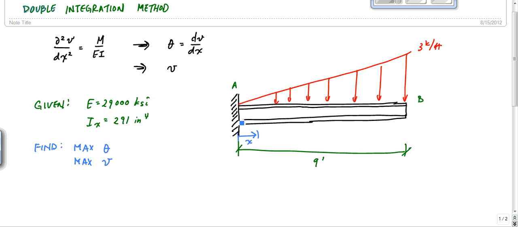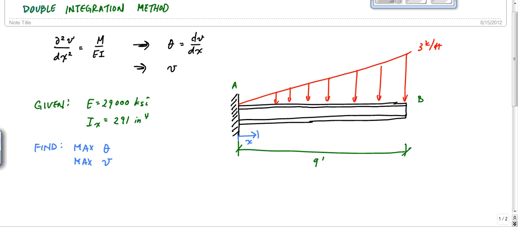So in this problem, we're going to apply the double integration method to calculate, for a cantilever beam with a linearly distributed load starting from 0 to 3 kip per foot, 9 foot long, the maximum slope or maximum rotation, and the maximum deflection of this cantilever.